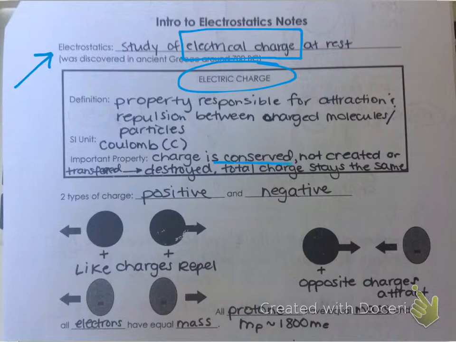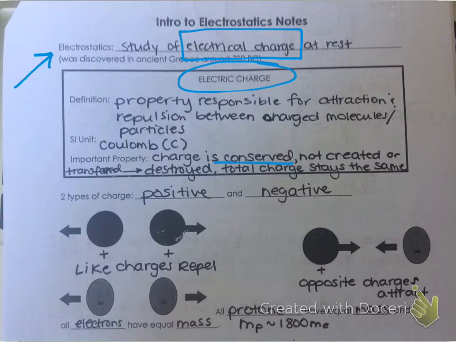that it's conserved. And so then we talk about how we heard energy was conserved, and in chemistry class they hear about how mass is conserved. So what does that mean? It's not created or destroyed, the total charge stays the same, and it's transferred.